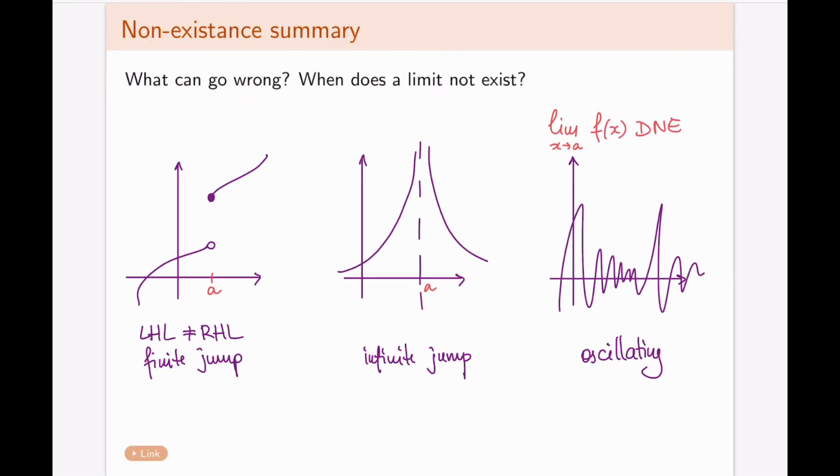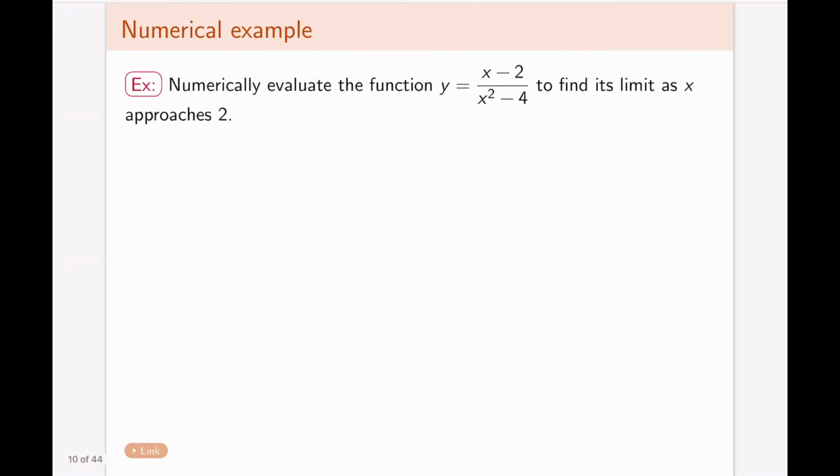Let's now explore these situations in a little bit more detail using numerical and graphical examples. So first up, we're asked to numerically evaluate this function, x minus 2 divided by x squared minus 4, to find its limit as x approaches 2. Numerically evaluate means we're going to do the thing that we did at the very beginning of this lecture, which is just plug in various numbers close to the one that we're interested in, and then judge for ourselves, sort of estimate from the numbers that we're seeing what we believe the limit is going to be.